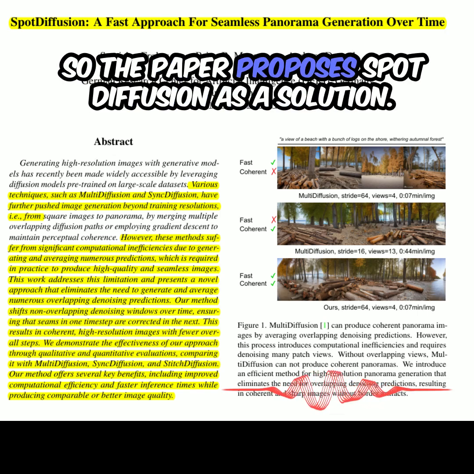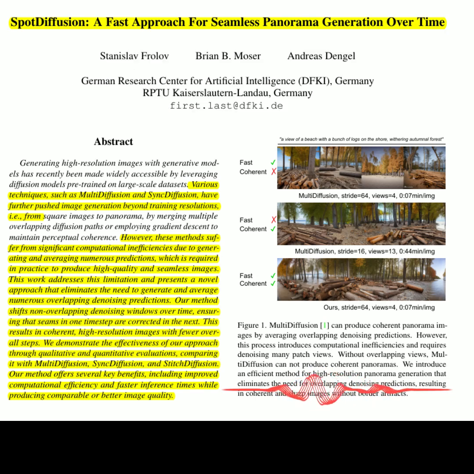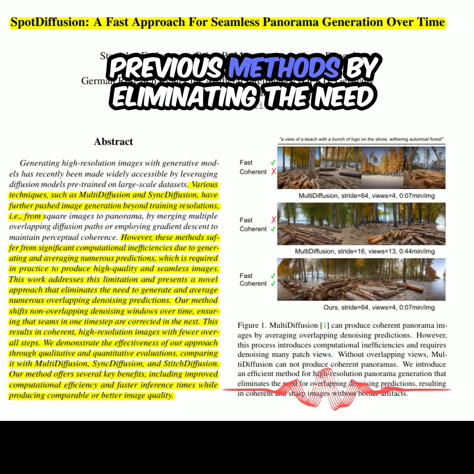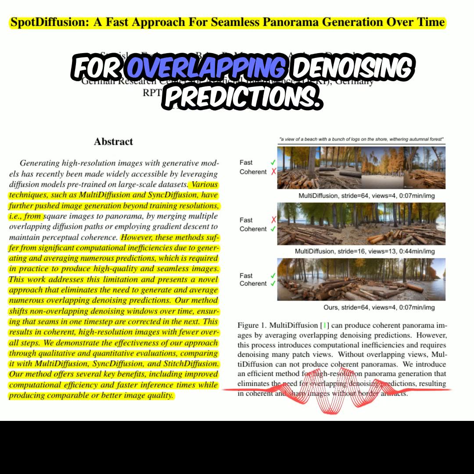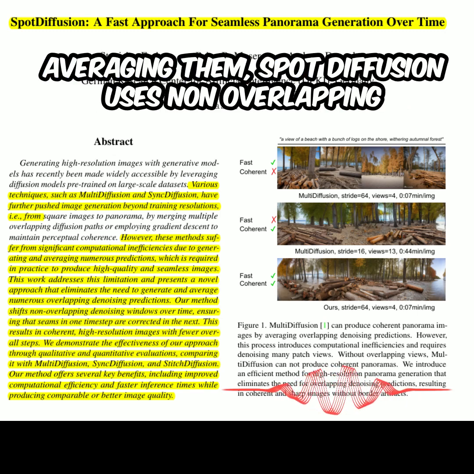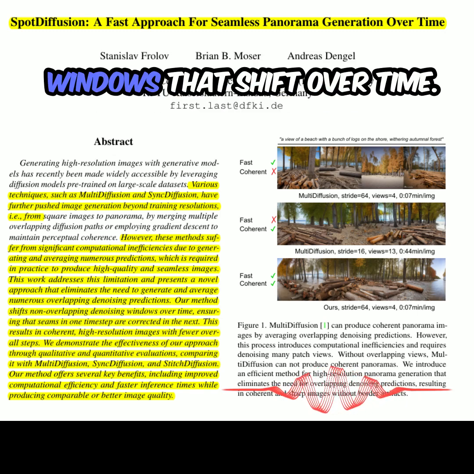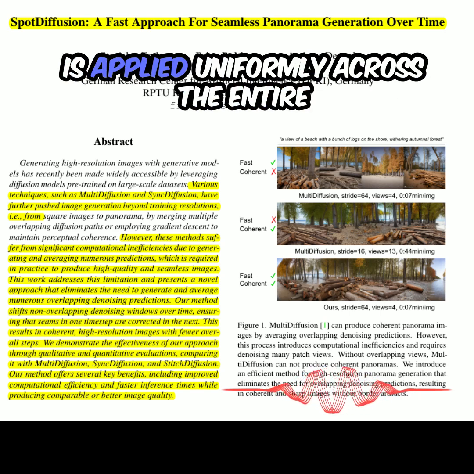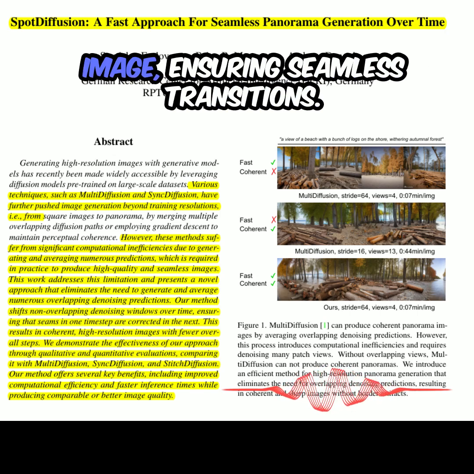So the paper proposes SpotDiffusion as a solution. Can you explain the key idea behind this approach? SpotDiffusion addresses the limitations of previous methods by eliminating the need for overlapping denoising predictions. Instead of generating multiple overlapping windows and averaging them, SpotDiffusion uses non-overlapping windows that shift over time. This means that the denoising process is applied uniformly across the entire image, ensuring seamless transitions.